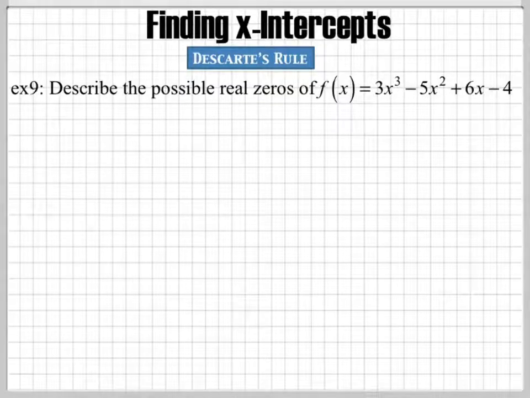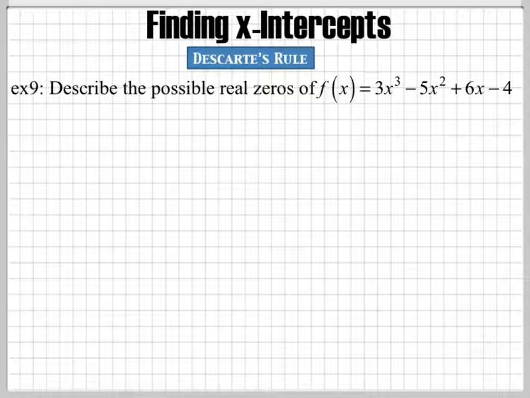For Descartes' rule, remember, you're finding possible real zeros. That means not complex. You could just graph this and see how many real zeros you have on there. Or you can do Descartes' rule. Here's Descartes' rule.